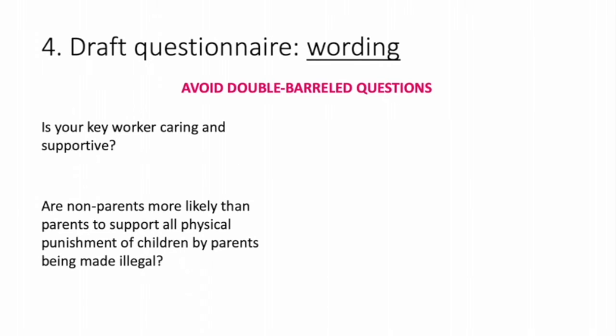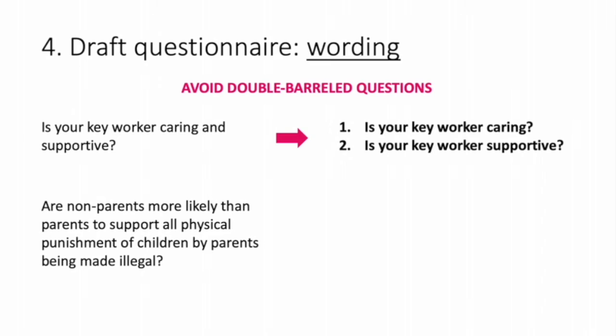Another type of best practice when wording questions is thinking about avoiding double-barreled questions. So take these 2 examples. You have, is your key worker caring and supportive? This is a double-barreled question because it's asking in the same question whether somebody is both caring and supportive. And again, they might be caring but not supportive, or vice versa. So that question should be replaced with, is your key worker caring? Is your key worker supportive? Split it into 2.